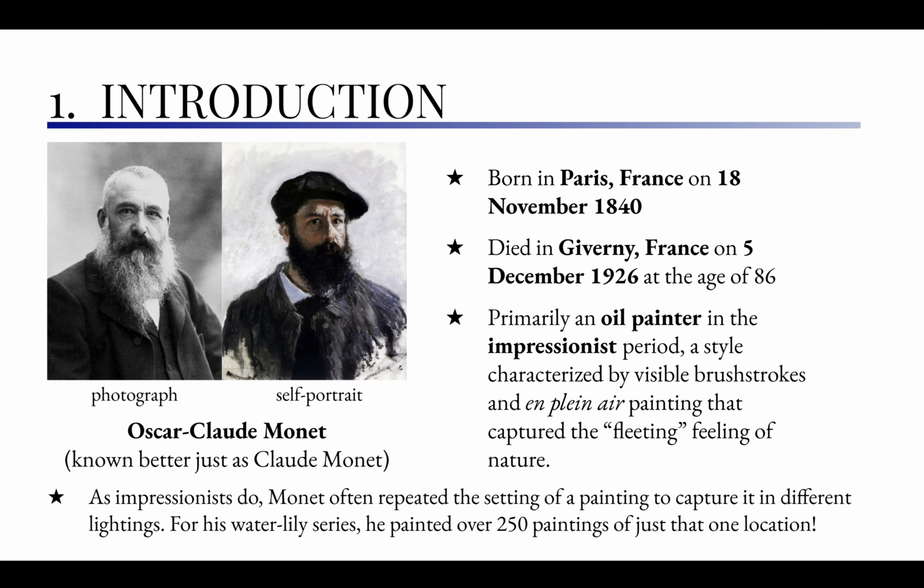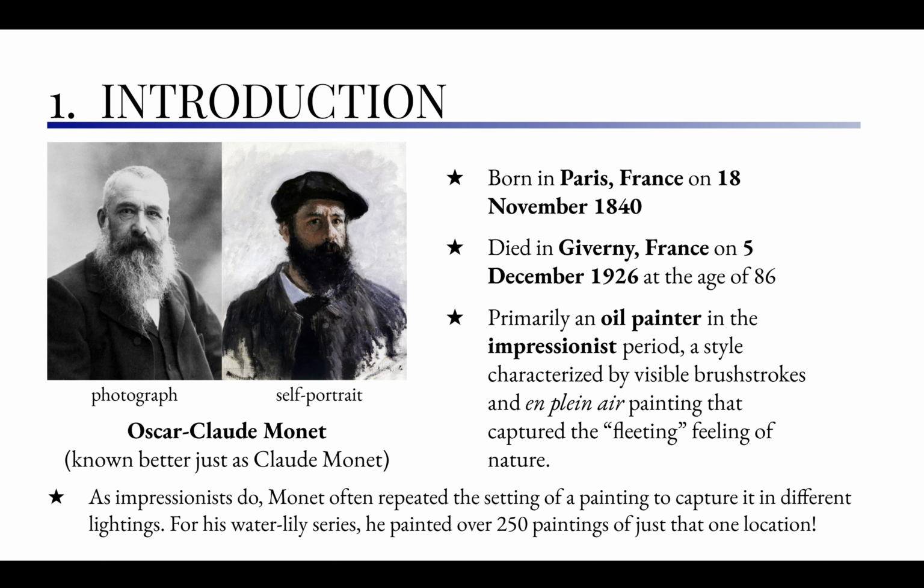So in Paris, France, on the 18th of November, 1840, Oscar Claude Monet was born, though he's known better just as Claude Monet. You can see a photograph of him on the left-hand side and a self-portrait of him on the right-hand side. As a self-portrait would suggest, Claude Monet was primarily a painter, and specifically he was fond of oil paints, if you can tell by his self-portrait. He was an oil painter active during the Impressionist period, which is a style characterized by visible brushstrokes and on plein air painting that captured the quote-unquote fleeting feeling of nature.